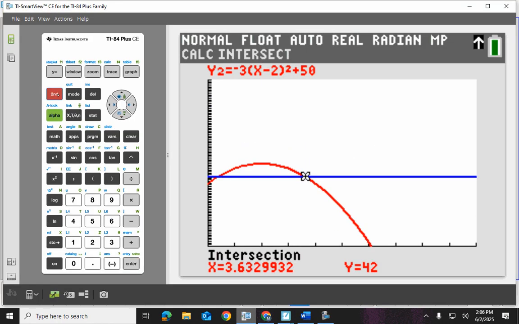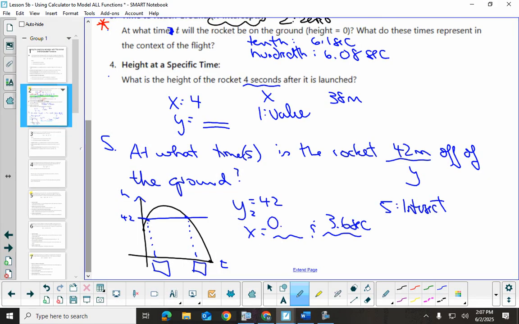Now in order to find this one, I need to do the process again. So second trace number 5. But I have to move the cursor so that it's closer. It just has to be closer. It has to be closer to this than that. You don't have to put it right on top. You just have to move it closest. Hit enter 3 times. And there we go, 0.37. So on the way up, it hit 42 meters, and on the way down, it hit 42 meters. So 0.4 seconds and 3.6 seconds on its way up and on its way down.